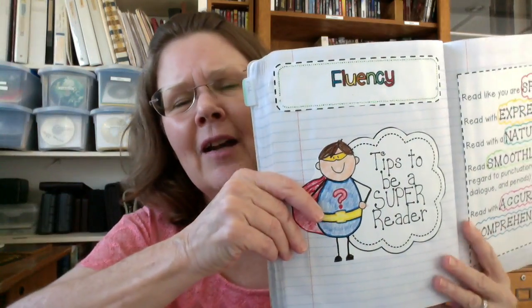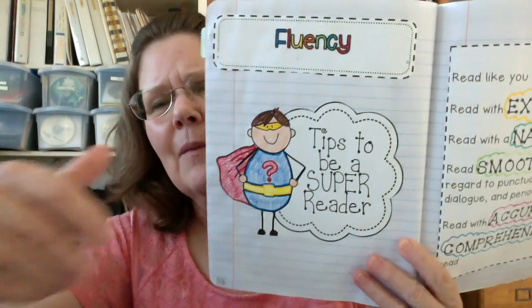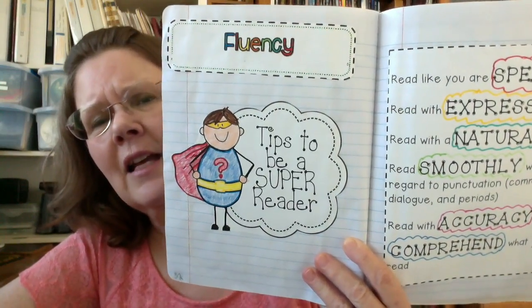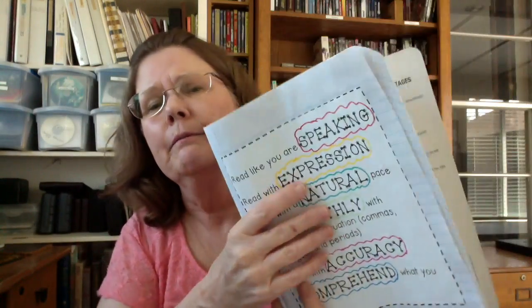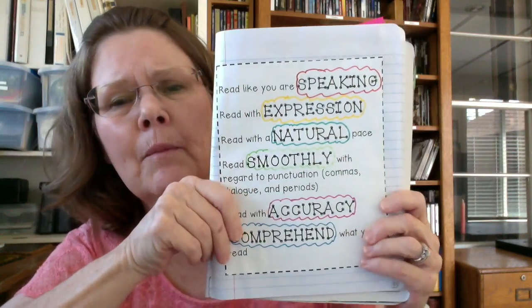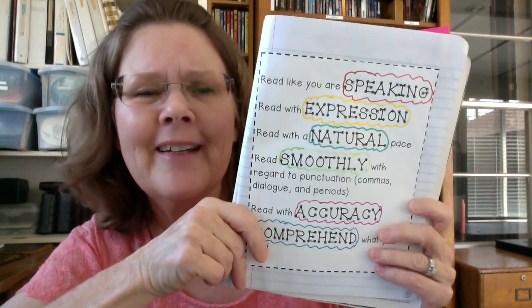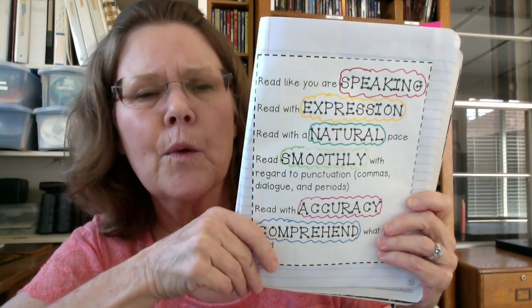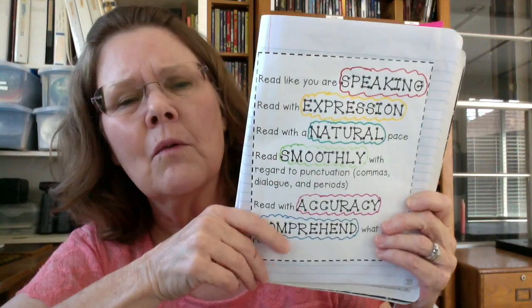All you've got today is 2 pages, and you're not going to write on them at all. It's just something to put in your composition book. It has tips about how to be a really good reader. I kind of decorated it a little bit just because I like the colors, and you can do that too if you want to, but there's no actual writing on here. So these are just some tips.